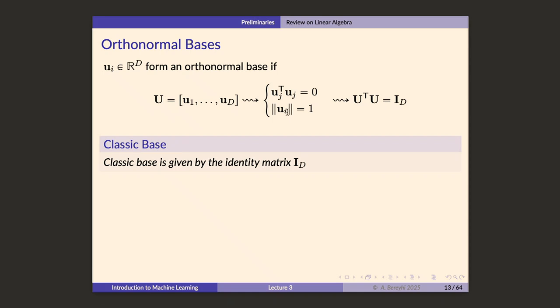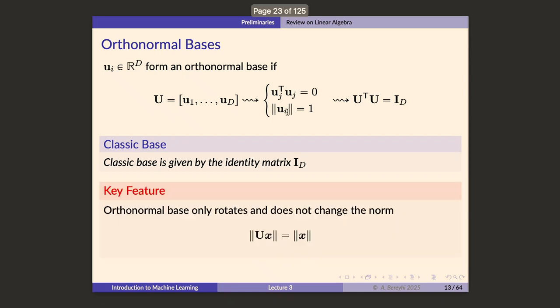Everybody's clear? So this is the classic base, but this is not necessarily the case, right? So U does not need to be the identity matrix. It could be any matrix, as long as it has the two features that we just talked about. And one key feature of any base is that if you multiply it to any vector, it's not going to change the norm of that vector, right? So it doesn't matter if I show this x in this system or in this system. At the end of the day, the distance of x from the center is the same, right?